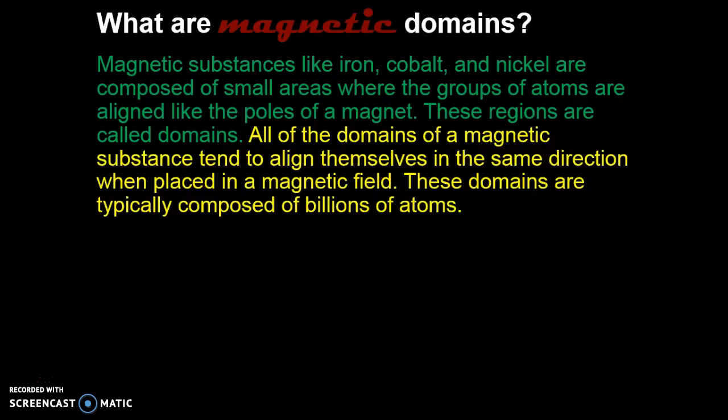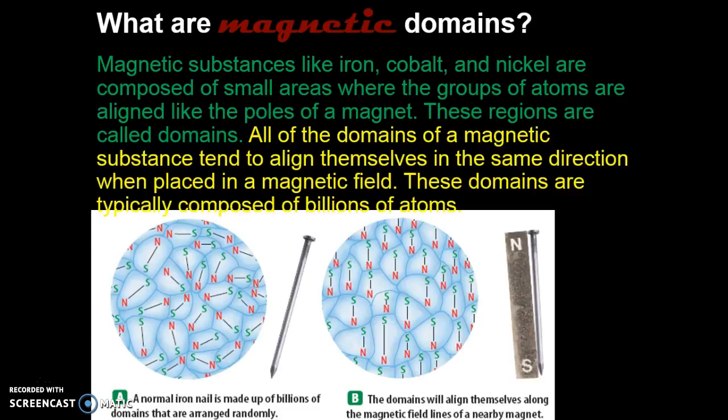So all the domains of a magnetic substance tend to align themselves in the same direction when placed in a magnetic field. These domains are typically composed of billions of atoms. So this is not like we're just dealing with a couple. We're dealing with billions upon billions. And you can see here, a normal iron nail is made up of billions of domains that are arranged randomly, so that they look something like that.